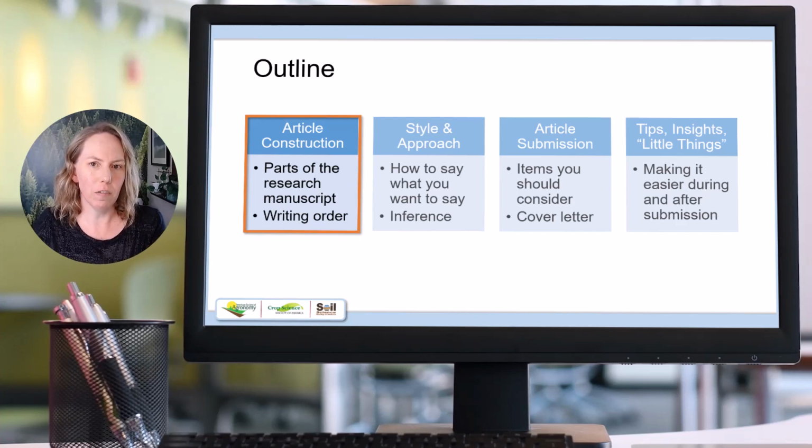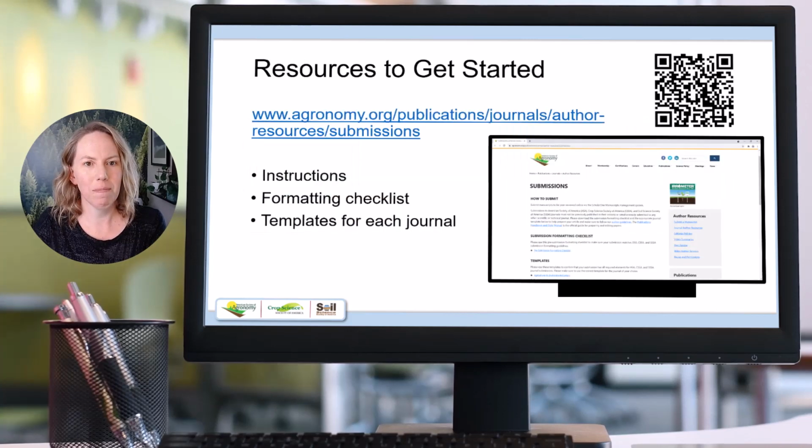Specifically, let's look at the different parts of a research manuscript and a suggested writing order to create that article draft. Now, if you've not written a research article before, there are resources available to get you started. The Society's webpage has instructions for journal submission, a checklist on article formatting, and templates specific to each journal. Across all different kinds of articles and journals, though, the craft of writing a paper is pretty much the same, at least for obtaining that first draft.